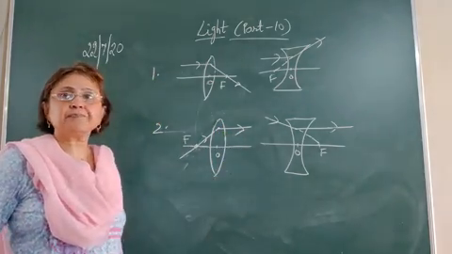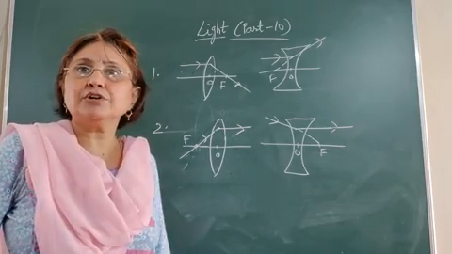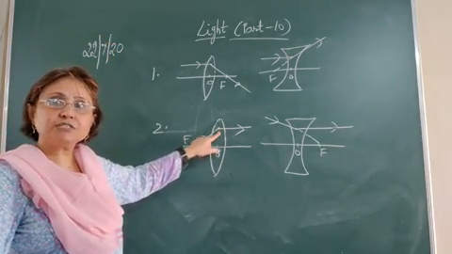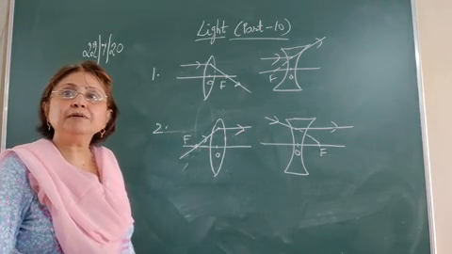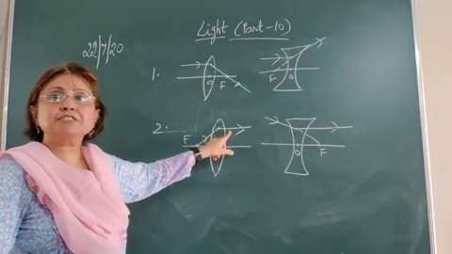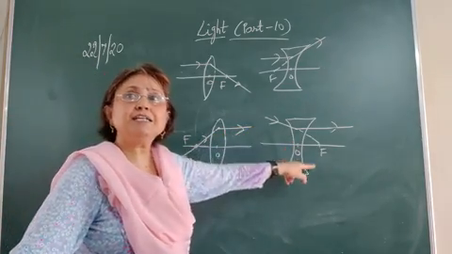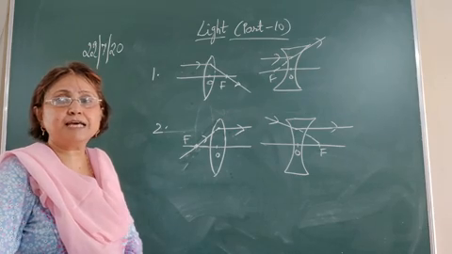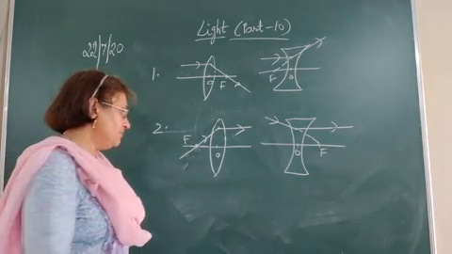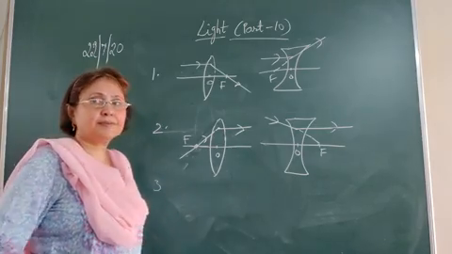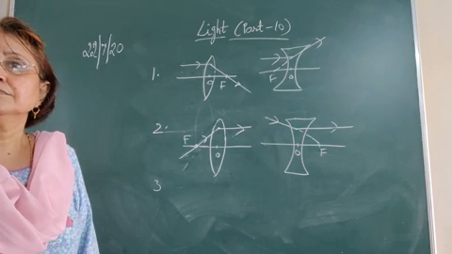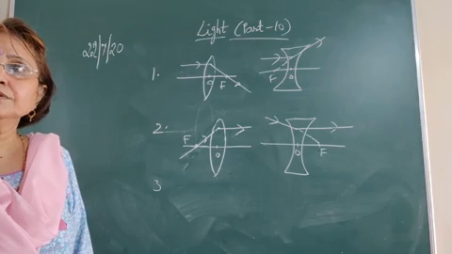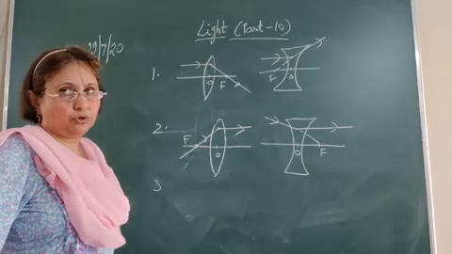Draw both the figures for the convex lens and for the concave lens. Here the ray of light, incident ray, is passing through the focus. So after refraction it has become parallel to the principal axis. This ray of light is appearing to pass through the principal focus, becomes parallel to the principal axis. Draw both the figures. Then one more rule is there. Drawn the figure. Okay, now the third rule.